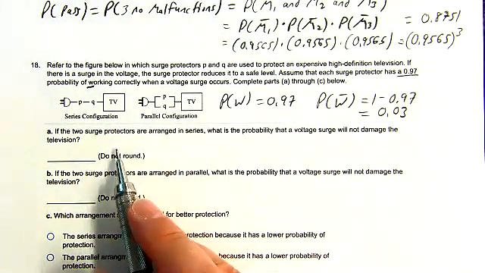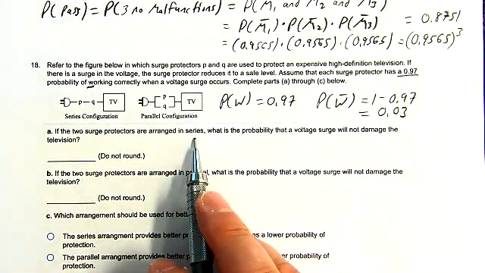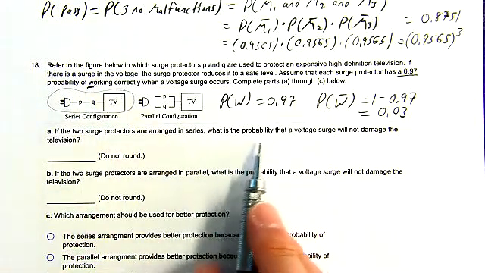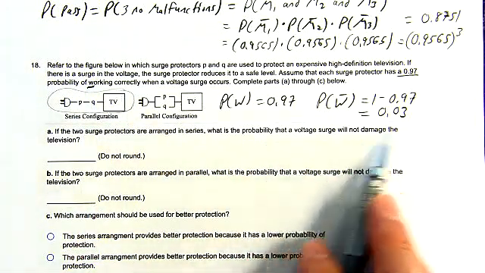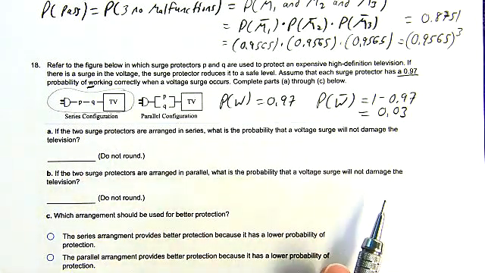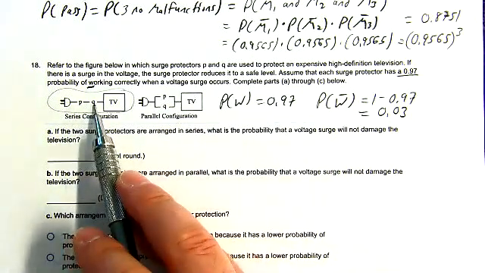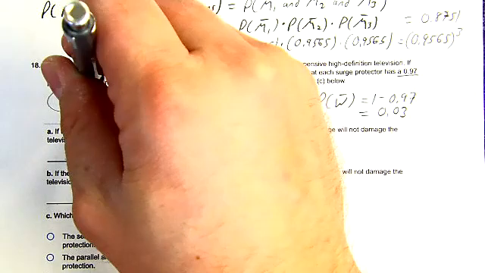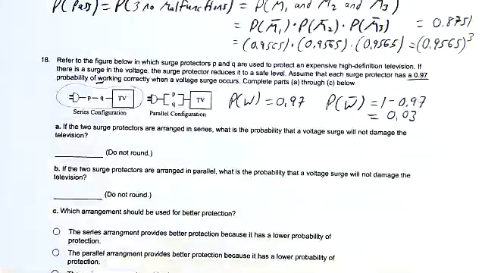If the two surge protectors are arranged in series, so the series picture is here, what is the probability that a voltage surge will not damage the television? Well, notice that if either of these works, it's going to stop the surge, right? So as long as P works, I don't care if Q fails, it's going to stop the surge. As long as Q works, I don't care if P fails, it's going to stop the surge.